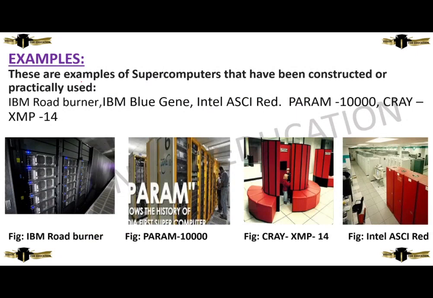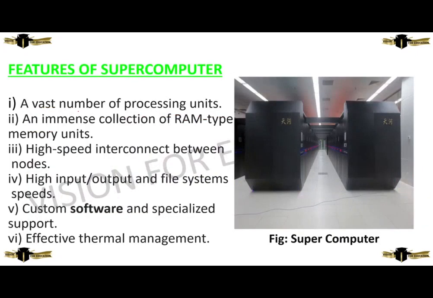Now let's see some examples of supercomputers. Examples of supercomputers are IBM Roadrunner, IBM Blue Gene, Intel ASCI Red, Param 10000, and Cray X-MP14. Let's look into some features of supercomputers. Supercomputers have a vast amount of processing units and an intensive collection of RAM type memory units, high speed of interconnection between nodes, high input and output and file system speed, custom software and specialized support, and effective thermal management.